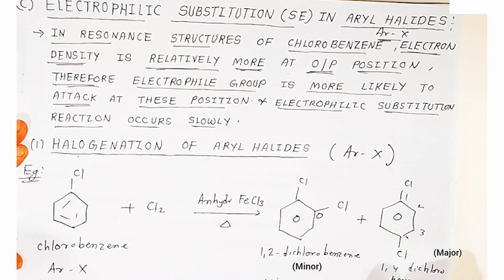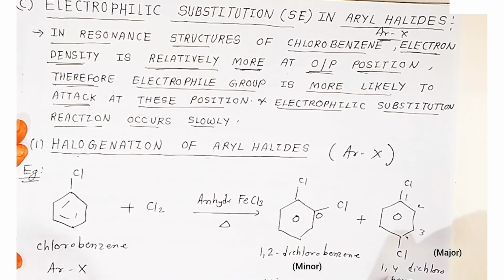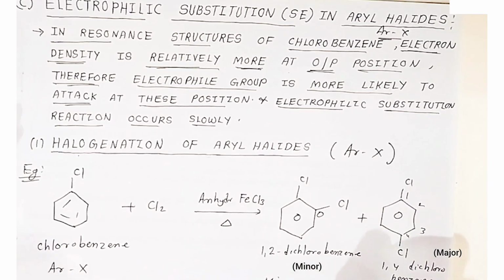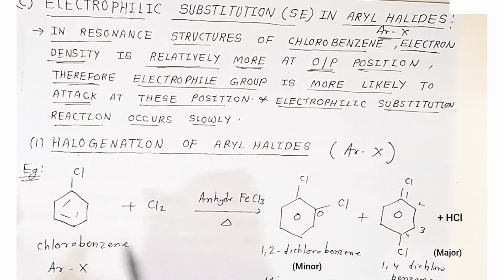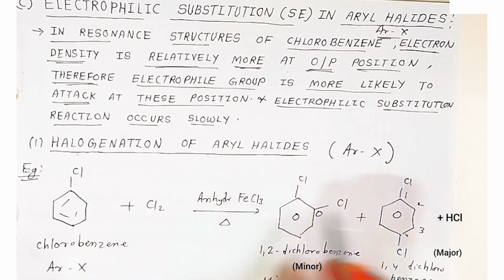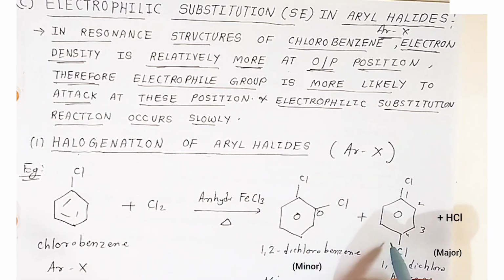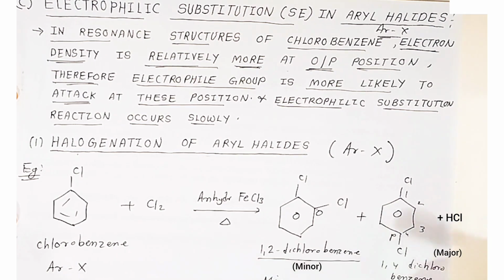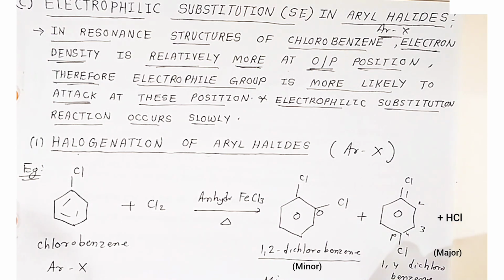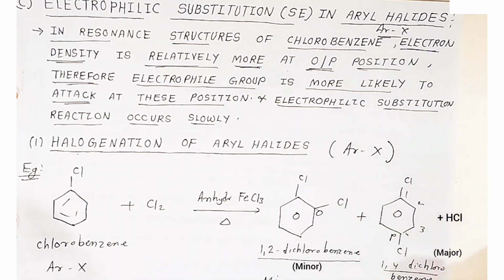Understanding, students? 80% of 1,4-dichlorobenzene will form and 20% of 1,2-dichlorobenzene will form. And there is an elimination of HCl. Okay, students? So this way you have got the halogenation of aryl halide, taking place at the ortho and para positions. This is para, that is 1,4-dichlorobenzene, and this is 1,2-dichlorobenzene. So 1,4-dichlorobenzene will be the major product and 1,2-dichlorobenzene will be the minor.